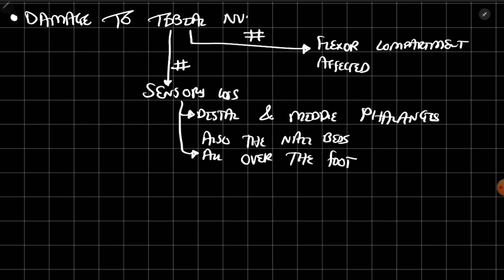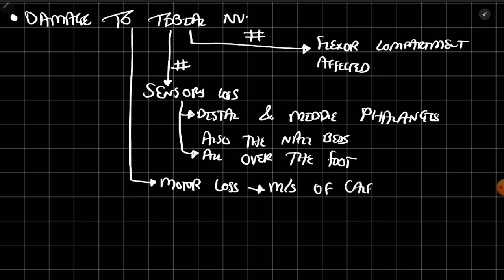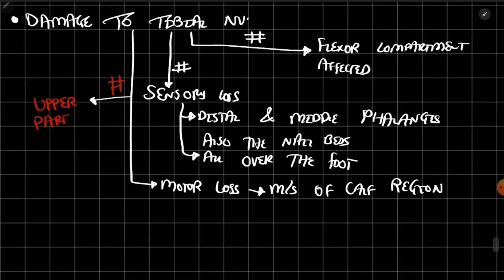Okay, now what will be the motor loss? The muscles of the calf region. Now there's a catch: if the tibial nerve injury is in the upper part, then only the motor loss will be observed. If it is in the lower part or the middle part, generally we do not get the motor loss.